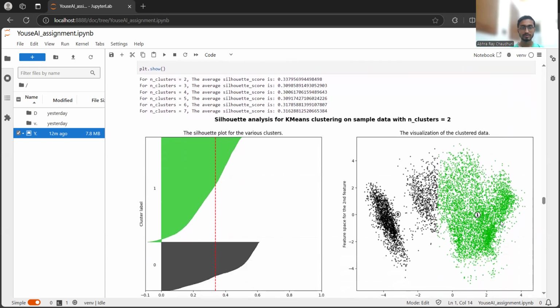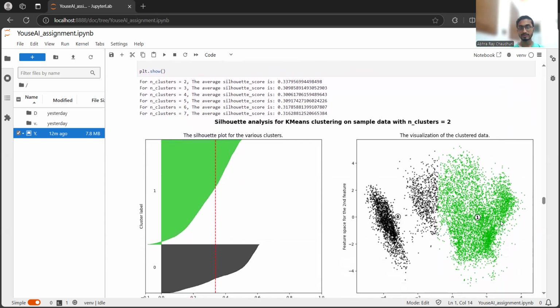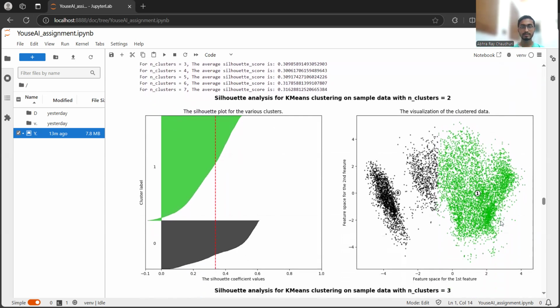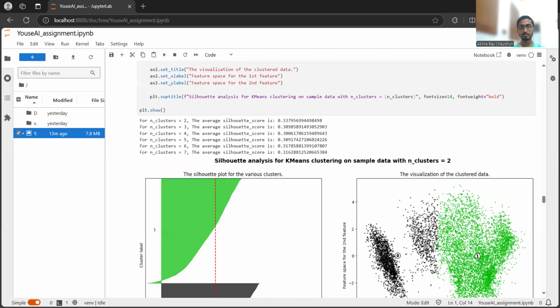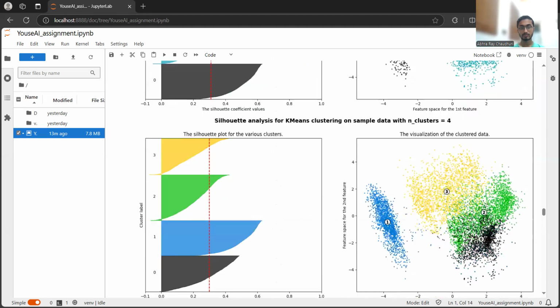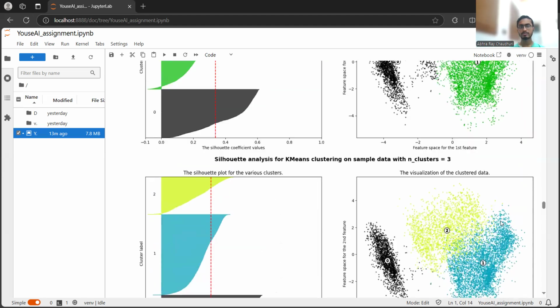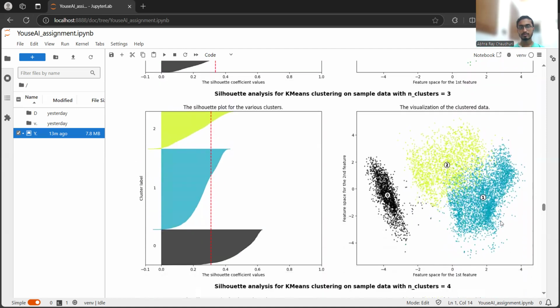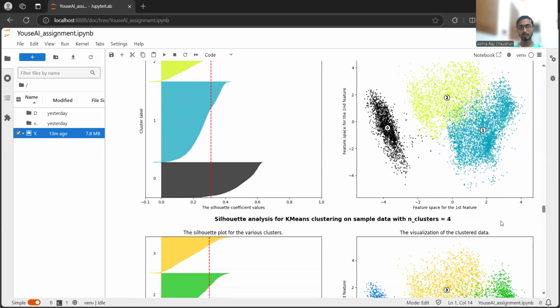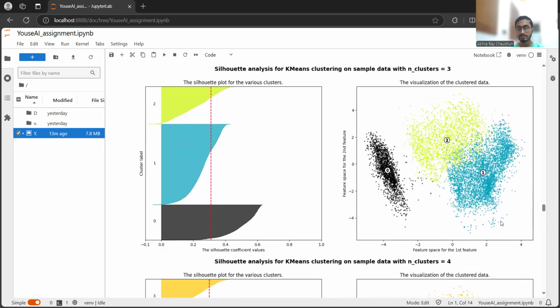n cluster equals 2 has the maximum silhouette score, but it's not of any use because that will give just 2 clusters, and in a customer dataset there will be various types of clusters. So we take the second best silhouette score, that is 0.317, and take the cluster 6. We have plotted the silhouette against all the clusters.